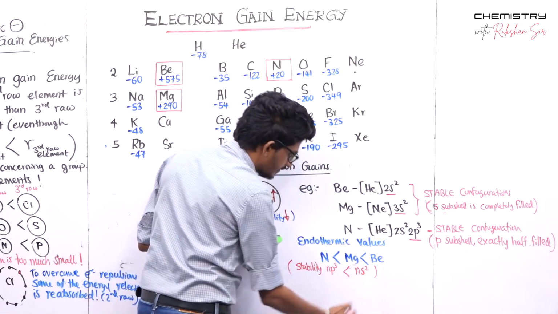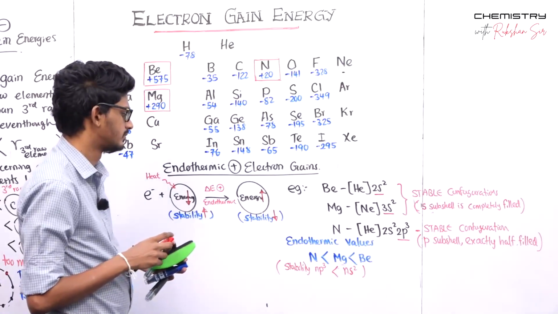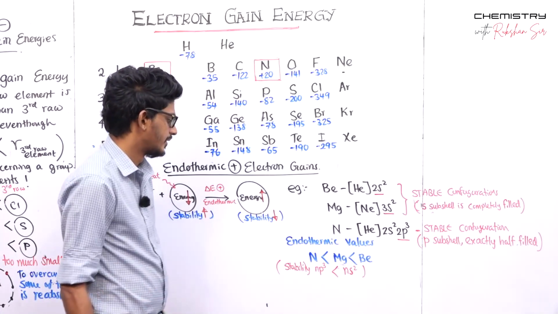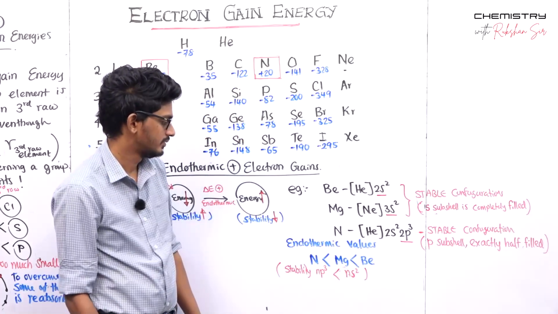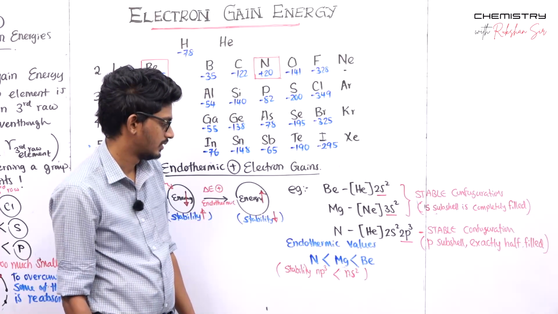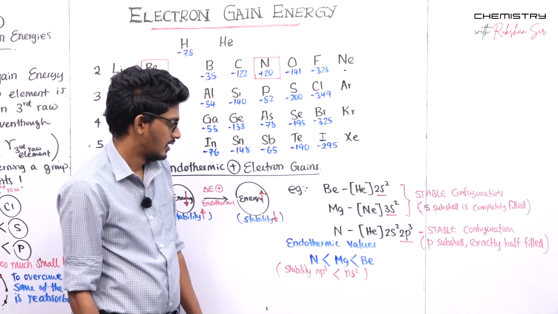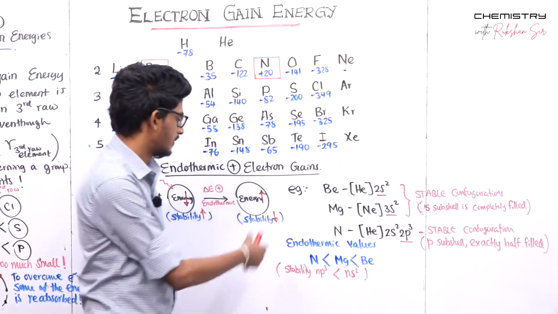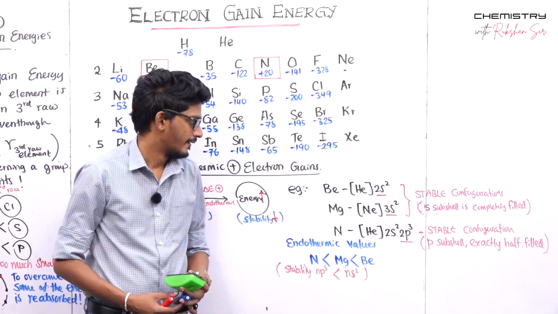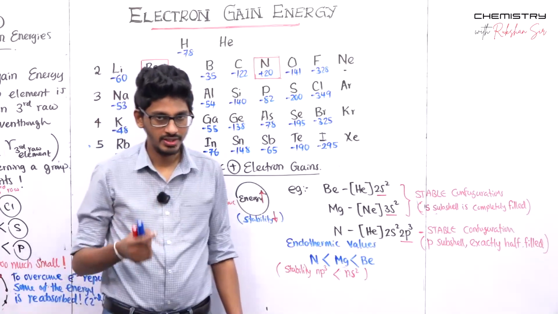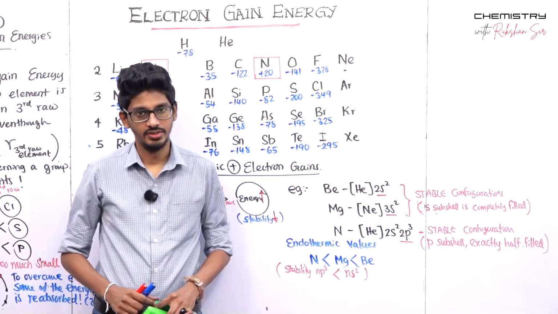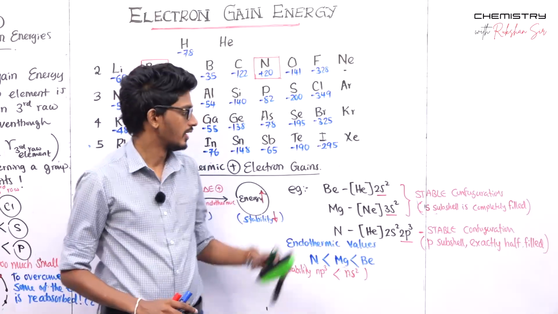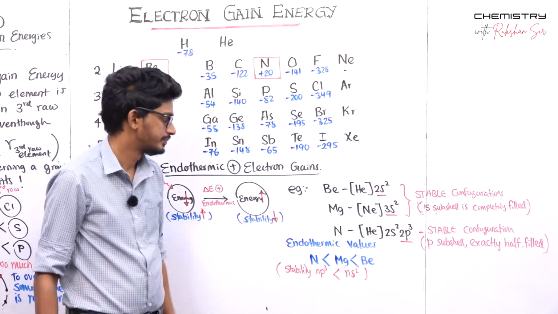That is why this happens. So this is how the endothermic values change. Okay, that is all about the endothermic electron gains. You should know about the first electron gain energy changes. Okay, this is the idea. So complete the note.